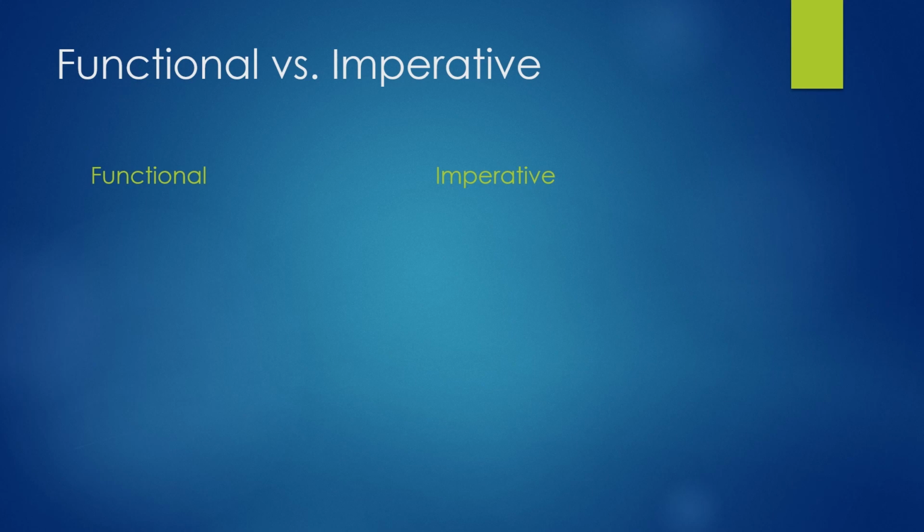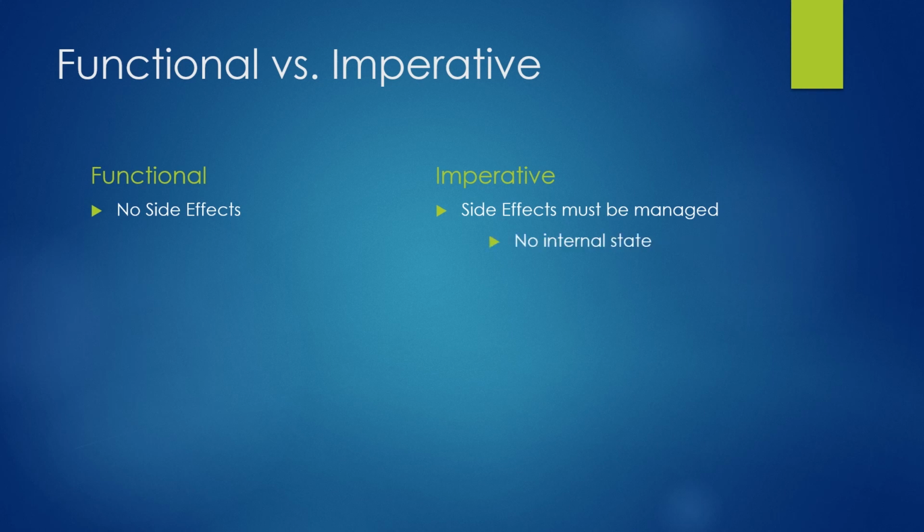There are two main branches of programming. One's called functional, the other's called imperative. We're probably mostly imperative programmers. We've been dealing with C and C++ and C# and Visual Basic, and these languages are all considered imperative languages. Pure functional programming has no side effects, whereas in imperative programming, side effects must be carefully managed.